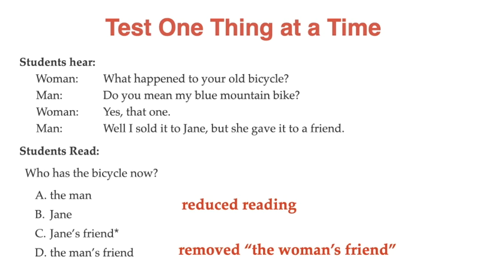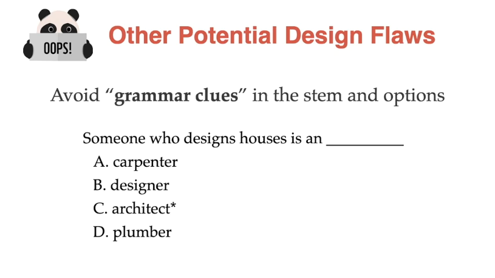Let's take a look at a few other design flaws that are commonly found in multiple choice items. First, avoid grammar clues in the stem and options that a clever test taker might use to find the answer. Look this item over. Can you spot the flaw? I will pause for a few seconds.